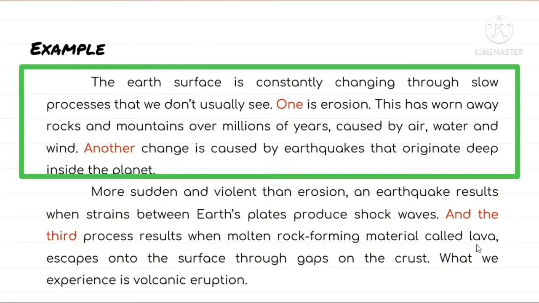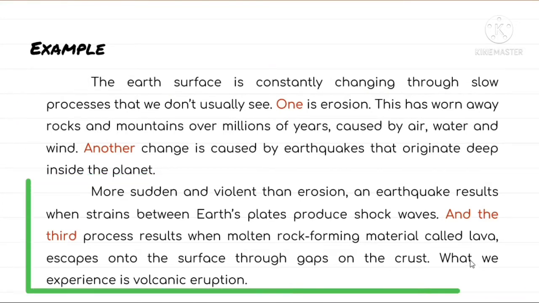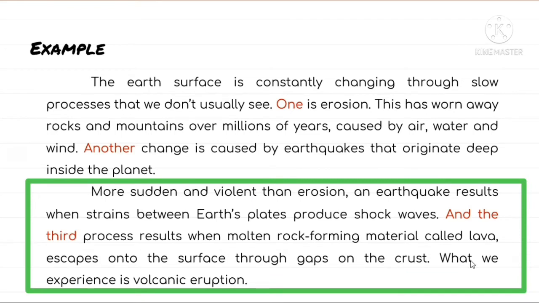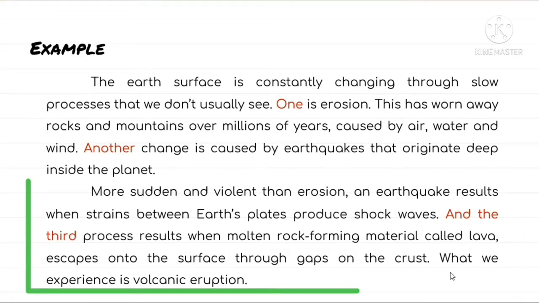For example, the Earth's surface is constantly changing through slow processes that we don't usually see. One is erosion. This has worn away rocks and mountains over millions of years, caused by air, water, and wind. Another change is caused by earthquakes that originate deep inside the planet. More sudden and violent than erosion, an earthquake results when strains between Earth's plates produce shock waves. And the third process results when molten rock forming material called lava escapes onto the surface through gaps on the crust. What we experience is volcanic eruption.